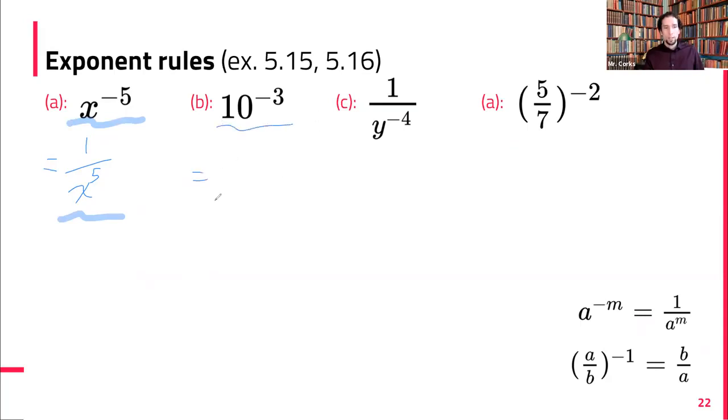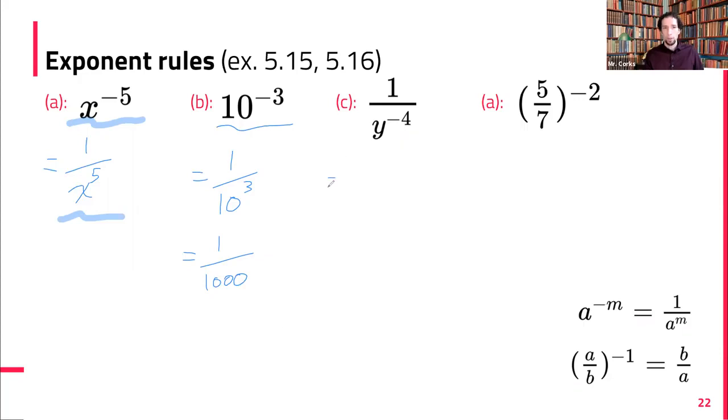Okay, next one, 10 to the exponent -3. 1 over 1000. I'm going to do two steps here: 1 over 10 cubed, and then obviously 10 cubed turns it into 1 over 1000.